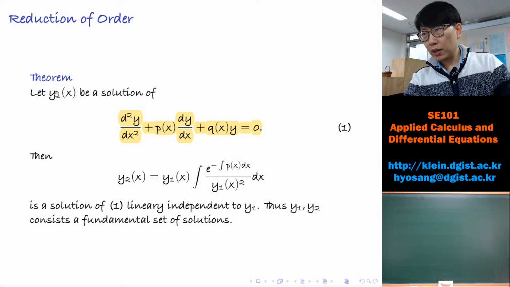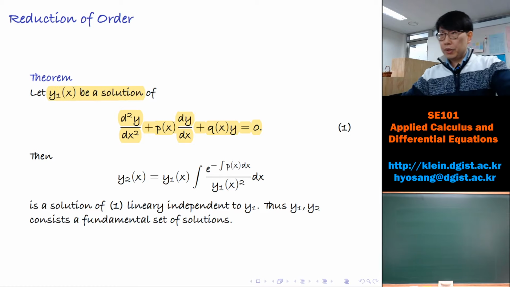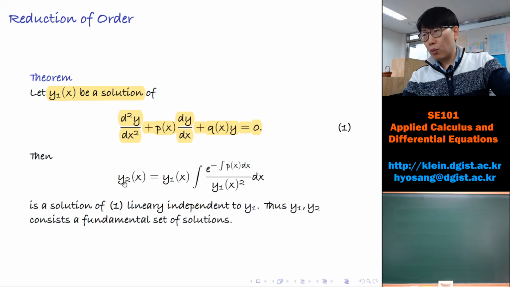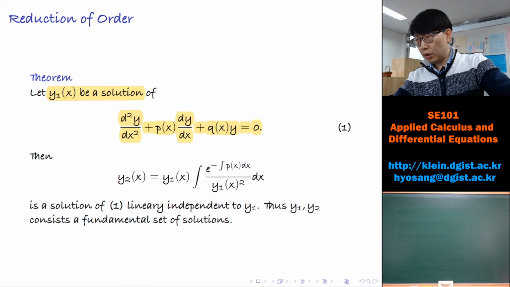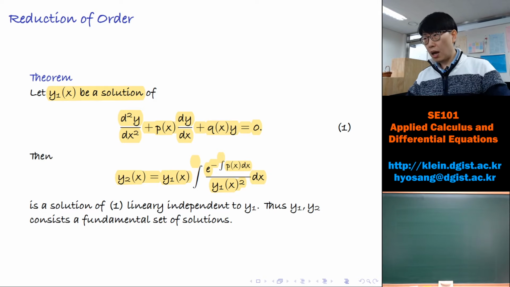And we assume that y1 is a solution of this differential equation. Then reduction of order says that there is another solution, another fundamental solution, which means it is linearly independent of y1, given by this formula. You can just memorize the formula, but I do not recommend just memorizing it, because we're going to see how this formula is derived.